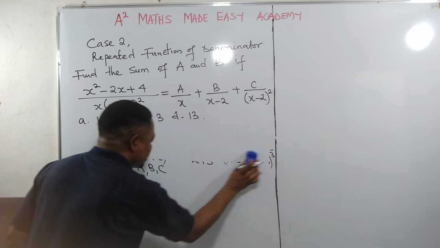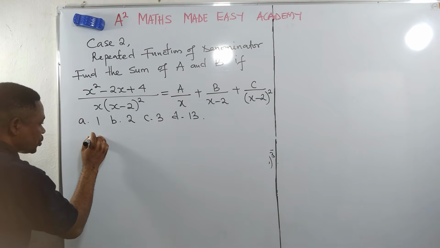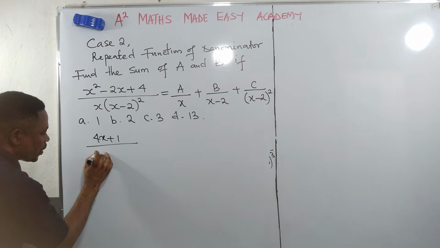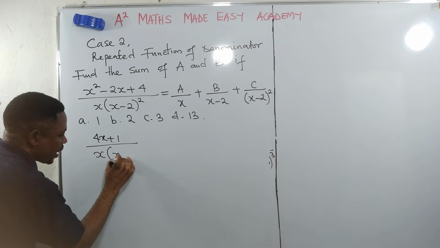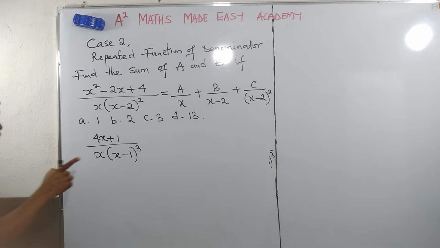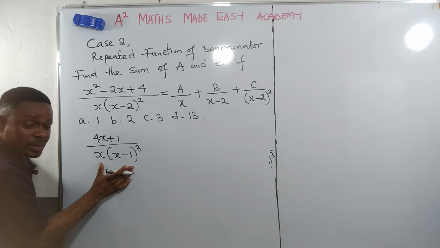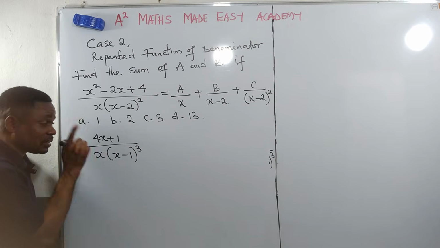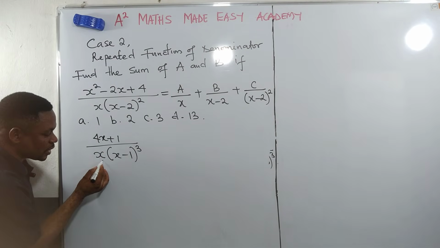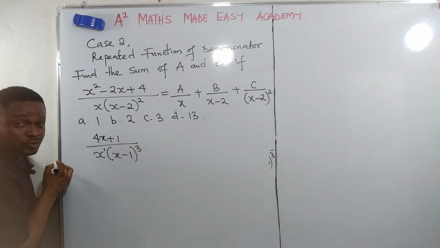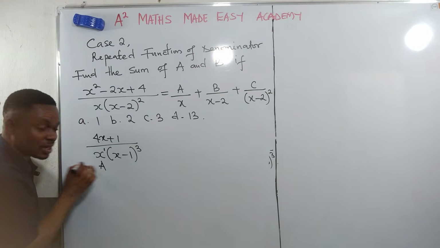Let's take, for instance, that we have this kind of question: 4x plus 1 all over x times (x minus 1) all to power 3. Express this into partial fractions. Consider the denominator. If you observe the denominator, it has 2 characteristics existing there. The first one is case 1, which is linear. Can you see that this one is to power 1? You consider it as A.